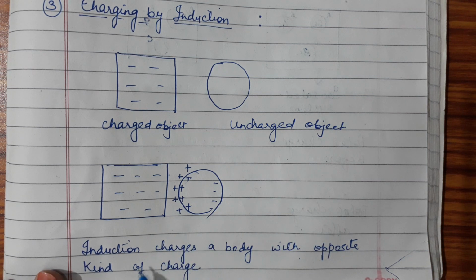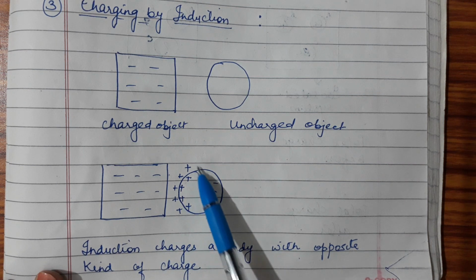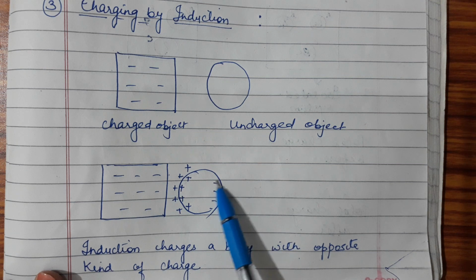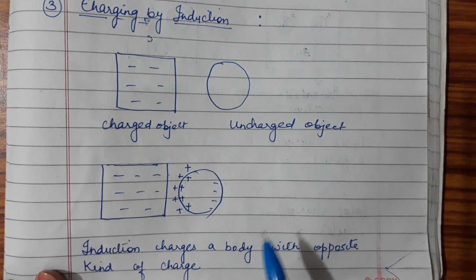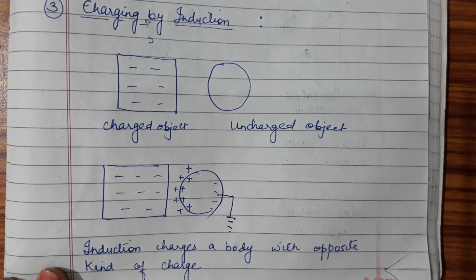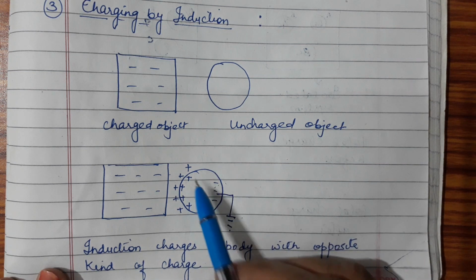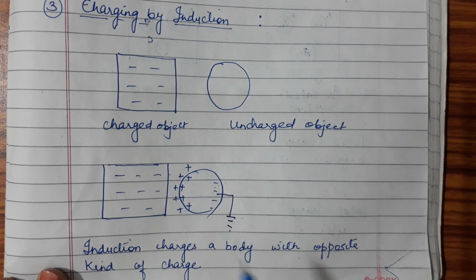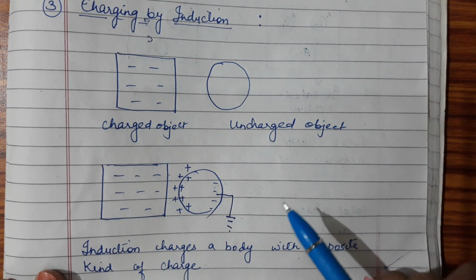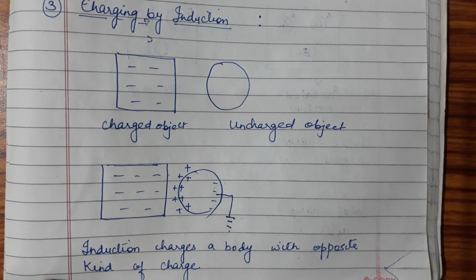In this method, these are the drifted positively charged atoms and this is the negatively charged atoms. When we earth this object, the negatively charged part will go to earth and this object will become positively charged. Similarly, we can charge a body with negative charge. So induction charges a body with the opposite kind of charge.